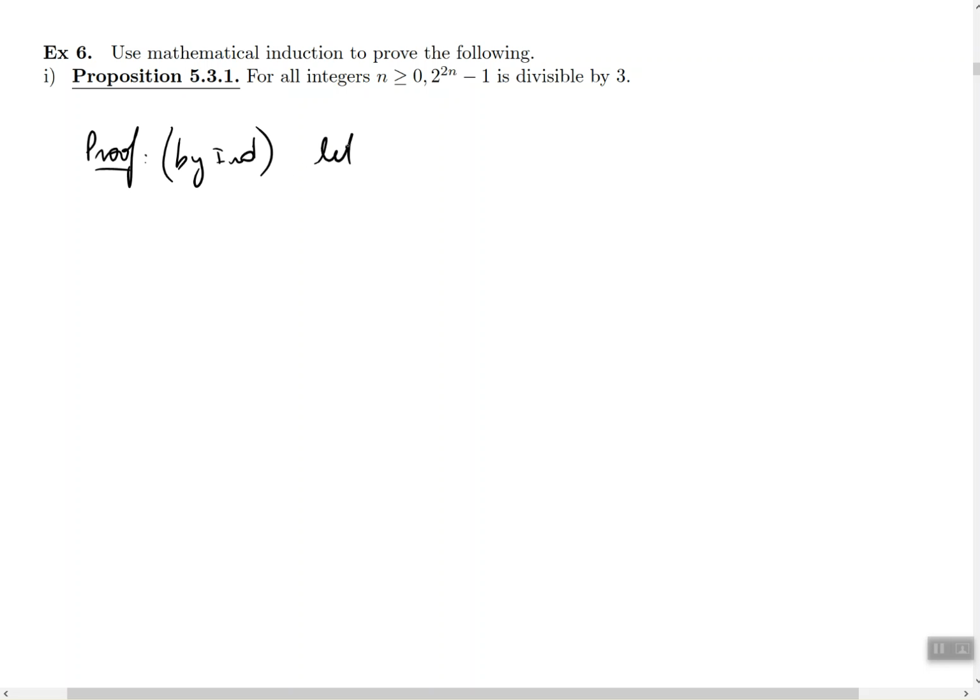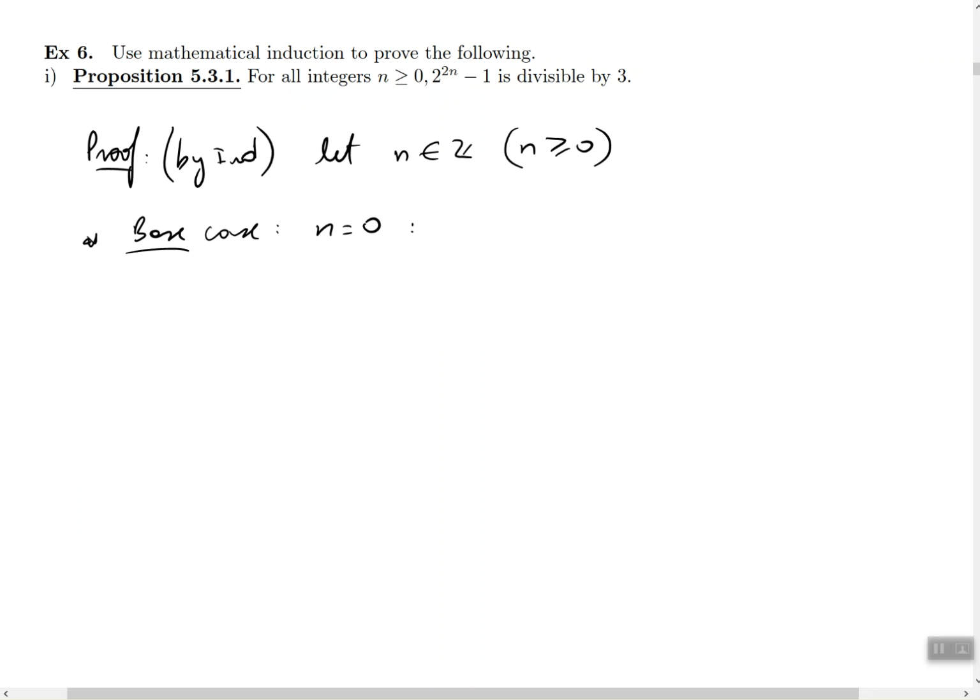And I'm going to say let n be greater than or equal to 0. Let n be an integer first, and let it be greater than or equal to 0. So the base case is going to be the case where n is equal to 0 itself. So base case, when n is equal to 0, is it true that 0 is divisible by 3? Well, let's find out. 0 is 3 times something, right? 3 times what? Well, 3 times 0. So the theorem is actually true.